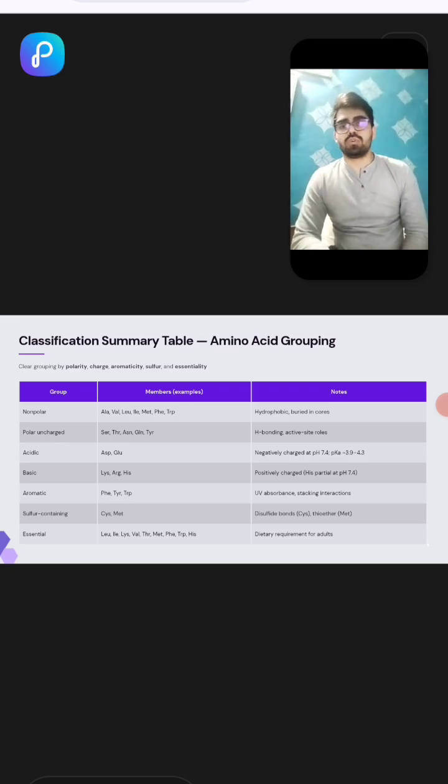We also saw some sulfur-containing residues, like disulfide bonds formed in cysteine. And we saw the essential and non-essential amino acids, like how a human needs to consume some, while others are produced in the body, and which need to be absorbed via an external source, that is food.